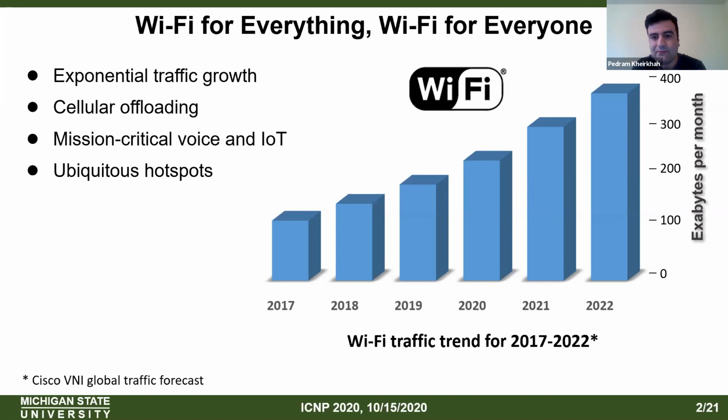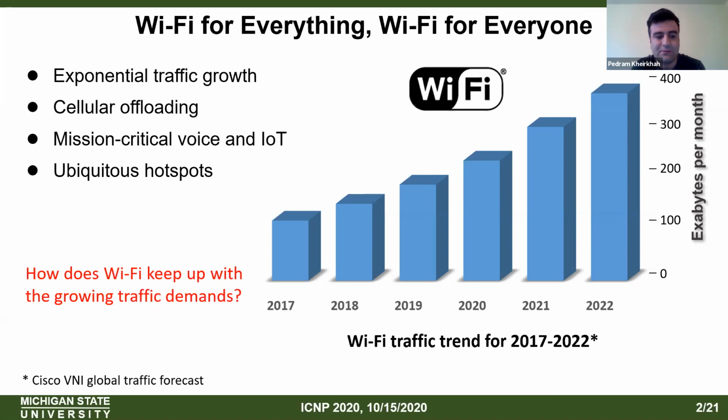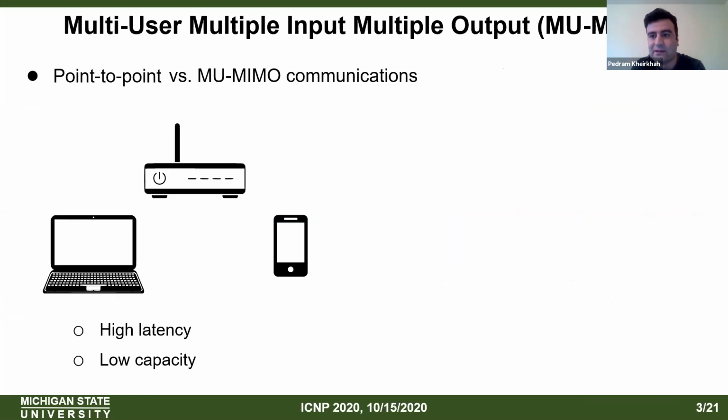As a result, Wi-Fi networks are experiencing exponential growth in their data traffic. And the real question is, how can Wi-Fi networks keep up with these growing demands, because this trend is expected to continue in the next years. To address this issue, multi-user MIMO has been envisioned into Wi-Fi standards from 802.11ac, and multi-user MIMO has shifted the communication paradigm from its traditional form, which was point-to-point.